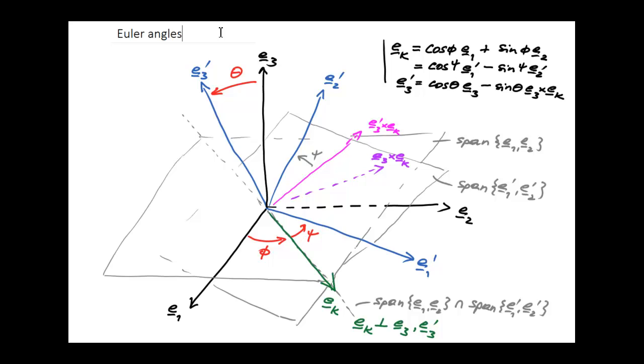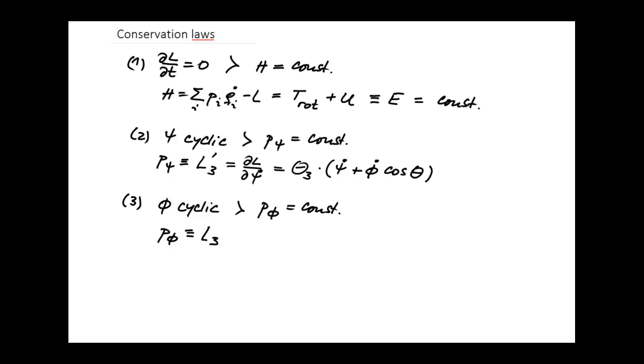And therefore the generalized momentum associated with the angle phi is again an angular momentum component. And this time it's the component L3, the third component of angular momentum in the inertial frame. You obtain it by deriving the Lagrangian with respect to phi dot, and the result is theta 1, that's the first eigenvalue of the moment of inertia, times phi dot sine squared theta plus theta 3, third eigenvalue, times psi dot plus phi dot cosine theta, times cosine theta.